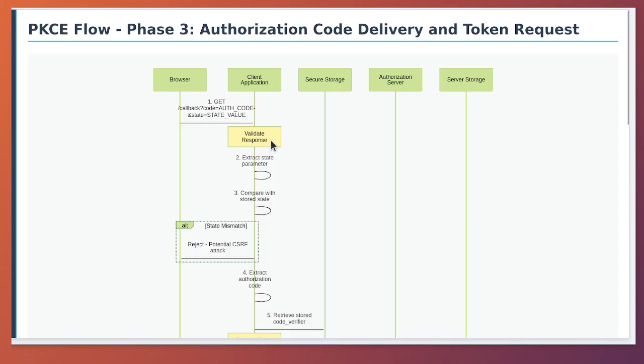The redirect URL looks something like https://clientapp.example.com/callback?code=AUTH_CODE_VALUE&state=STATE_VALUE. The authorization server sends an HTTP 302 redirect response to the user's browser, pointing to this URL.